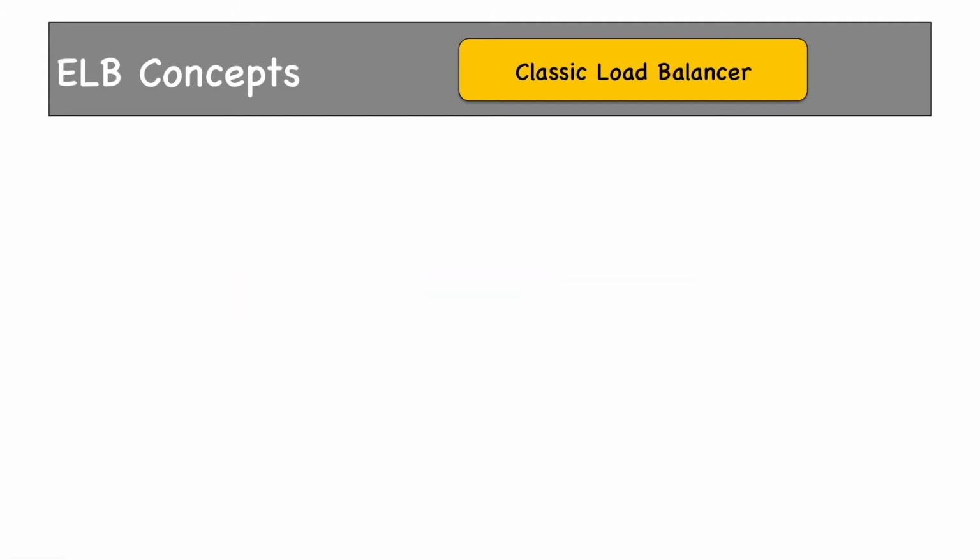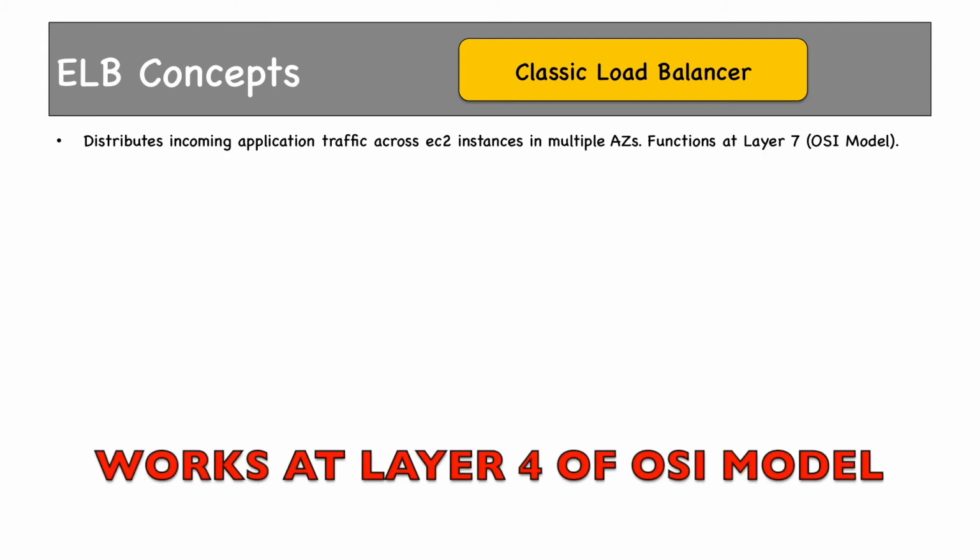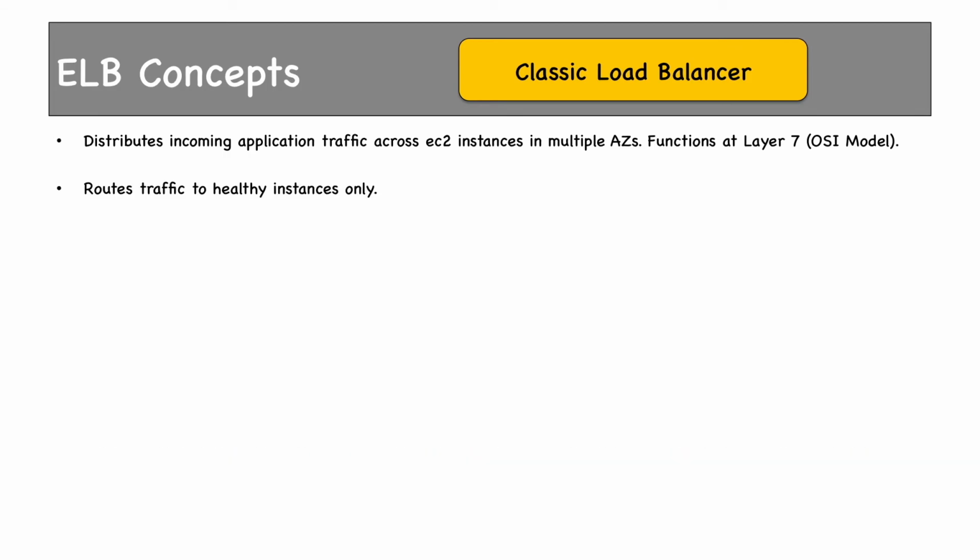Classic load balancer. It distributes incoming application traffic across EC2 instances in multiple AZs. Routes traffic to healthy instances only. If any instance is down or not working, then the classic load balancer will not send any traffic to that instance. It has both internet-facing and internal-facing load balancers. An internet-facing load balancer is for use of the entire world. An internal load balancer works within the VPC.